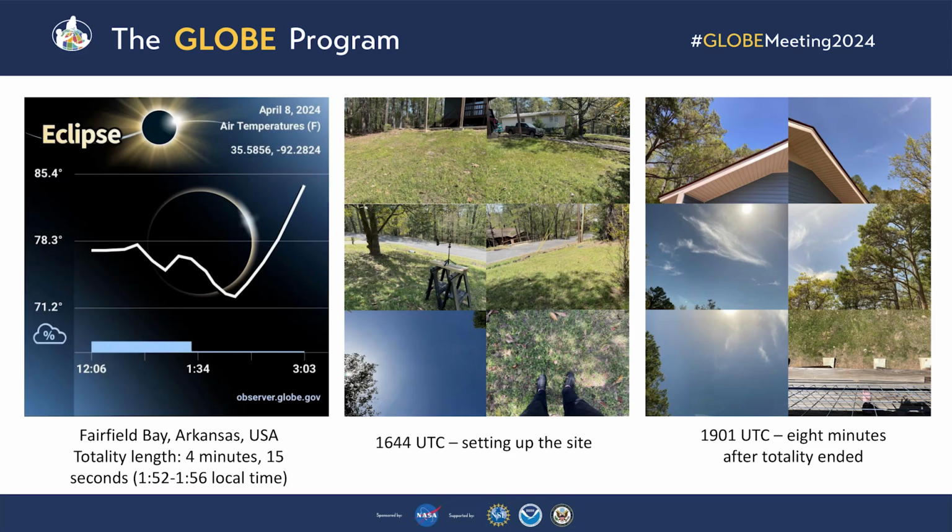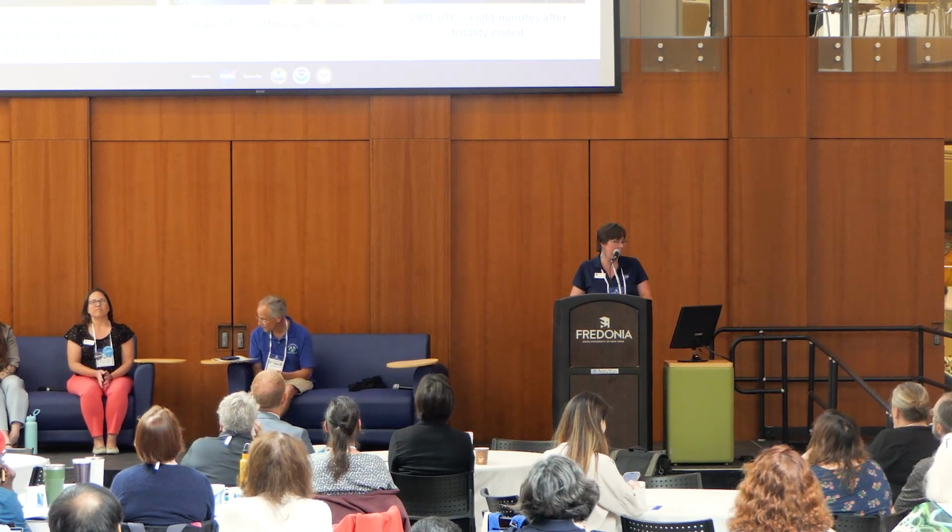Here are just a few examples of what you got in the app when you collected data. These are actually my observations from Arkansas. So there was the site I was collecting data at. You can see my Kestrel weather station set up there in the shade, and then some observations taken of the clouds. So we have data from all over Mexico, the US for April, and even into other parts of South America because of the eclipse in October.